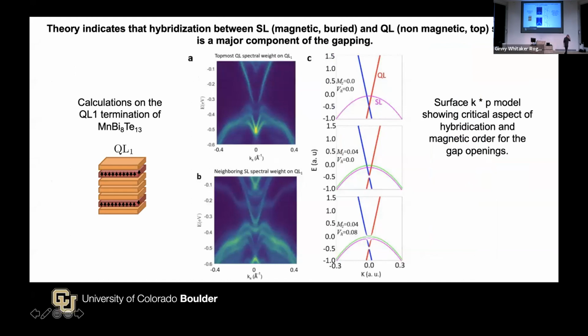Okay, now what does theory say about, well, it shows the gap, but what's really behind it? Well, it shows that really the hybridization between the buried SL layer, the magnetic layer, and the top QL or non-magnetic layer, that's really a major component of the gapping. Because we are looking at surface states, we'd like to see magnetic gaps in these topological surface states, but the magnetism is a little buried, but at least it is robust. And so here's a k.p model showing the Dirac surface-like states from the QL with an SL state going between. And we turn on magnetism, and then we turn on some hybridization between them. And now you can start seeing these magnetic gaps at the surface.